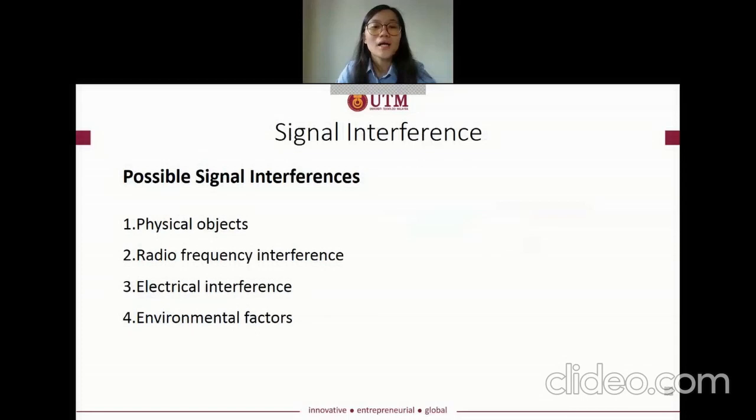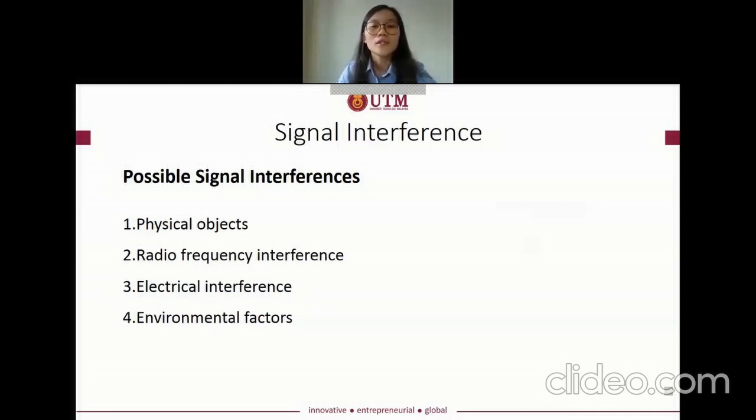Since the signals travel wirelessly, signal interference may occur. If the signals are weakened or completely prevented, the aircraft will lose control and accidents or incidents may occur. There are some possible signal interferences. First, physical objects such as trees, buildings, and other physical structures. The amount of RF signal that can pass through the walls is determined by the density of the wall.